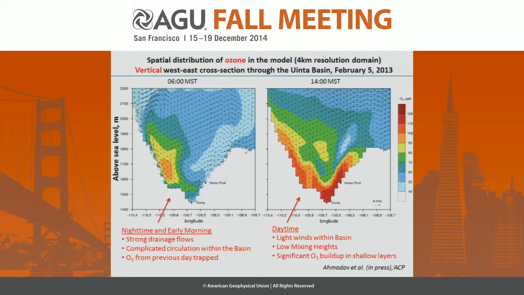Now, there is, as I said, strong drainage flow near the surface, which brings cleaner air to the basin, but the basin is not cleaned up of ozone. The ozone and other pollutants mostly stay in the basin and they get trapped and build up. Subsequent days, buildup occurs. Now, during the afternoon, ozone is transported back to the Horspool site, but there's also new ozone production.